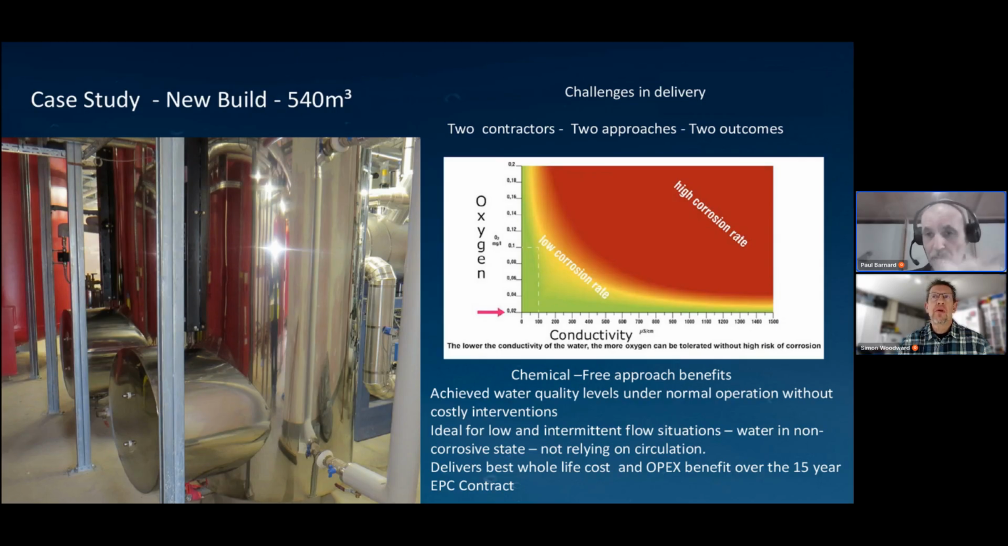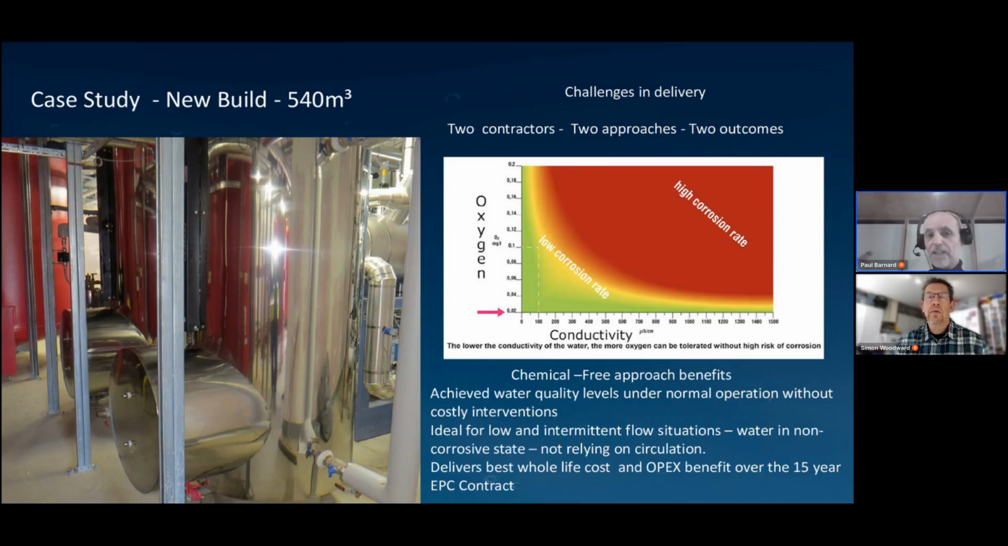One of the other reasons for selecting this approach on this scheme was that chemical-free water treatment is suitable for situations where you've got low and intermittent flow. Because there was going to be a number of dead legs, because people were going to be brought into the system at later dates, because we move water into a non-corrosive state, we can sit dormant in the pipe work. We're not reliant on circulation in the same way you are with chemical treatment.